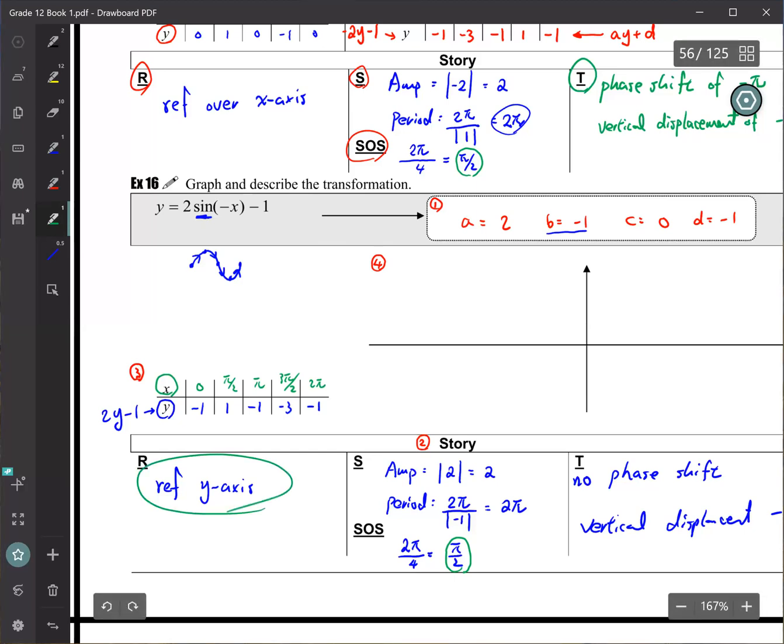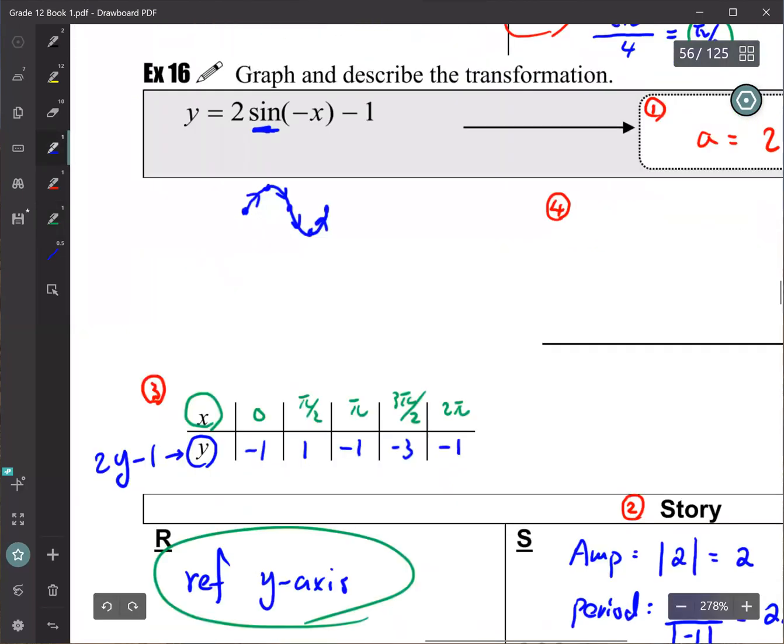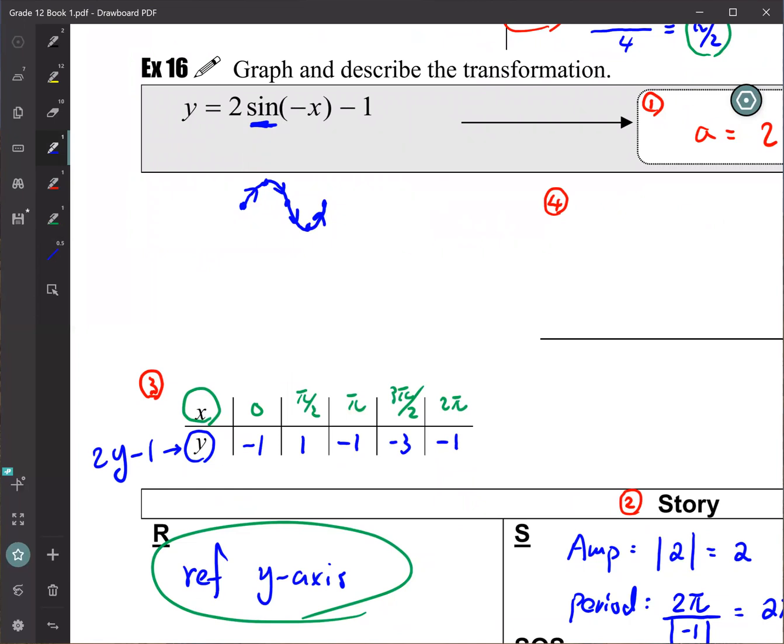Reflection over y-axis. That's a tricky part, right? When we think about reflection over y-axis, that means it's going to flip over to the left side. Look at the graph that I drew up here, the little sketch. The one I drew is going to the right side, moving to the right by 4 spaces. But if there's a reflection over y-axis, then the new graph should be walking towards the left. So it'll be going up, going down, going down, going up, but the direction is going to the left.